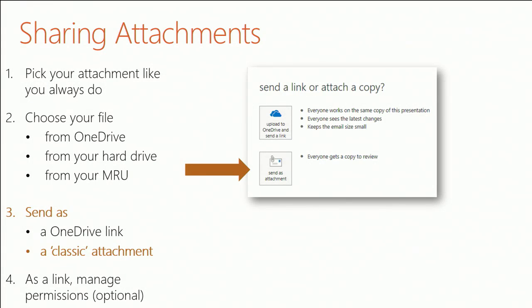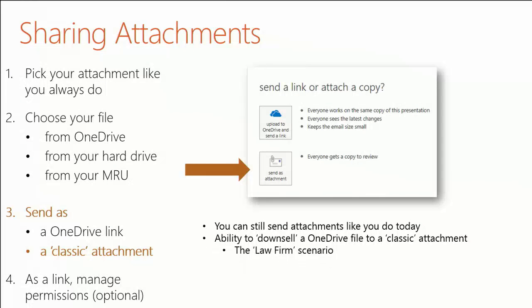However, you are also able to take a file that's on your OneDrive and say, you know what, in this instance, I actually do want to send it as a classic attachment still. Call this internally our law firm scenario, where there's a lot of documents that are up on OneDrive that are shared internally, but when they want to send a file to the client, they actually want to send an actual attachment. So there are a couple of key scenarios where you want to downsell that attachment as well. So you are now able to pick which way you want to send your attachment depending on your situation.